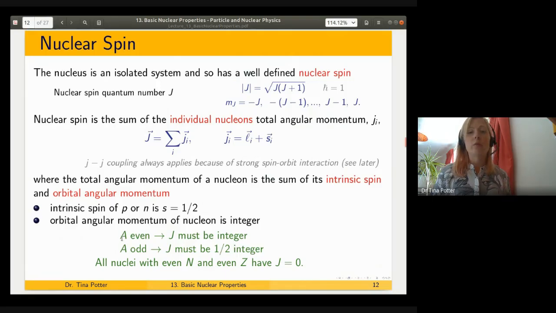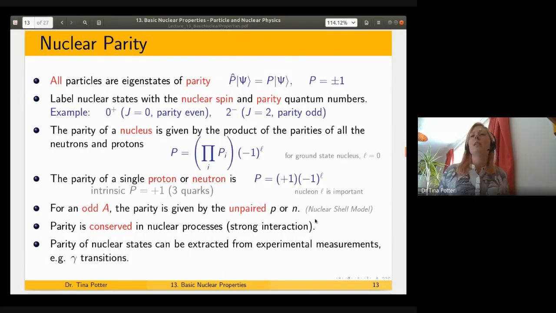Total number of nucleons is even, we're going to have an even spin. Odd, we're going to have a half integer spin. So let's have a look at parity, and we've studied parity a lot in the nuclear part of the course.